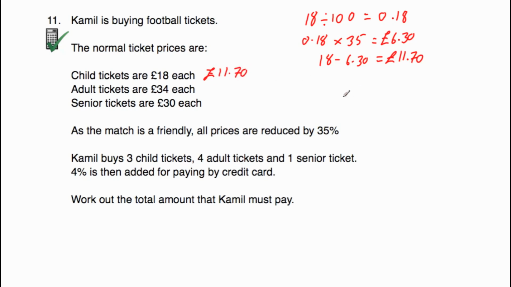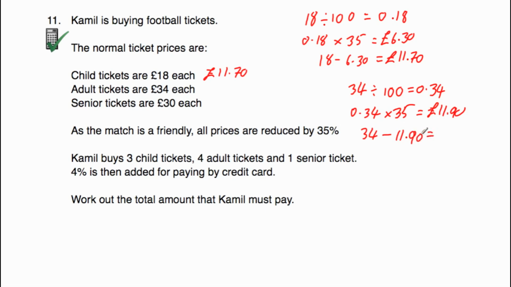An adult ticket, we're going to take our £34, we're going to divide it by 100 to find 1%, so that's equal to 0.34, and then we're going to do 0.34 multiplied by 35%, and whenever we do that we get £11.90. So 34 take away £11.90 is equal to £22.10. So £22.10.